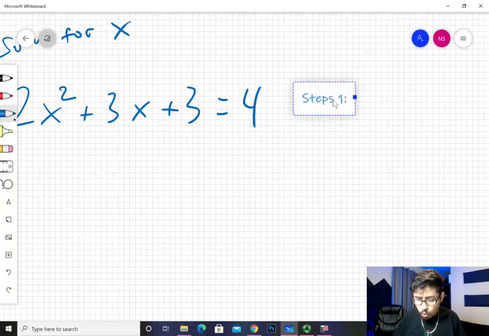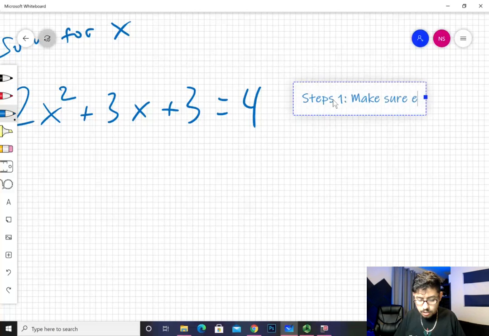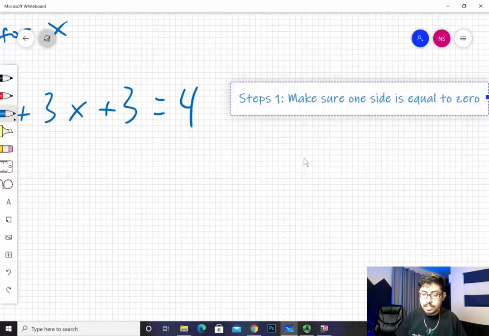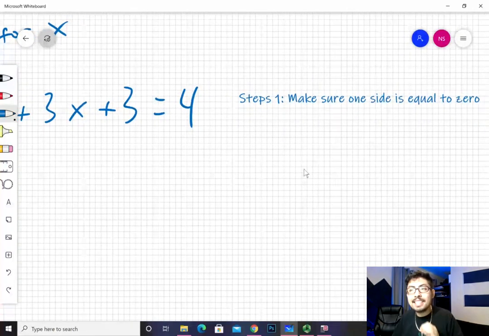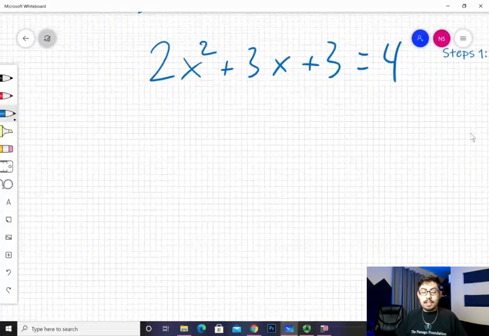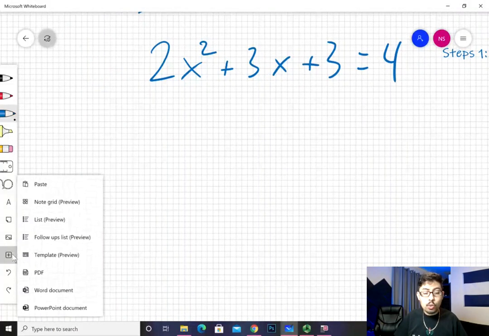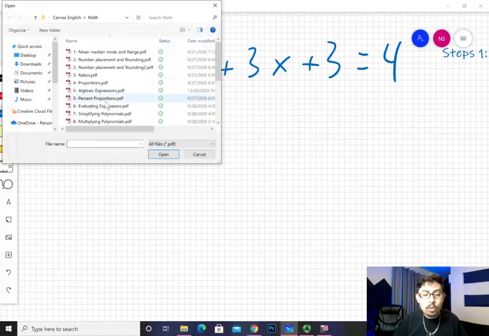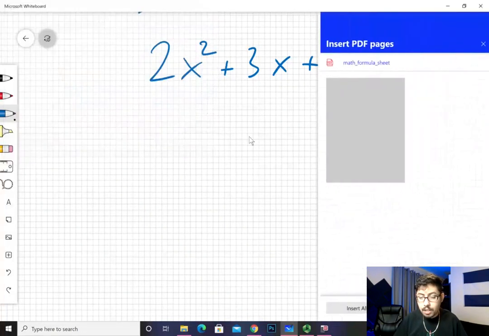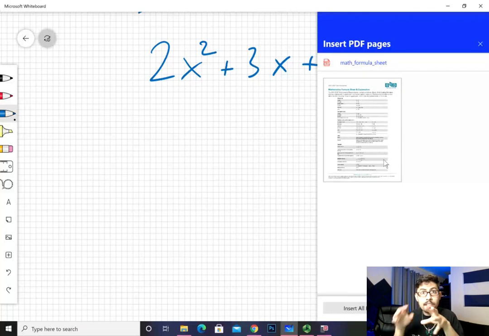It's what's needed. So step 1, what you need to do is make sure one side is equal to 0. That's your step number 1. Make sure one side is equal to 0. That's what we're going to do here. What does that mean? Well, this is going to be your first introduction to the GED formula sheet. I will have this available to be downloaded, my friends, on Canvas, right below this video.